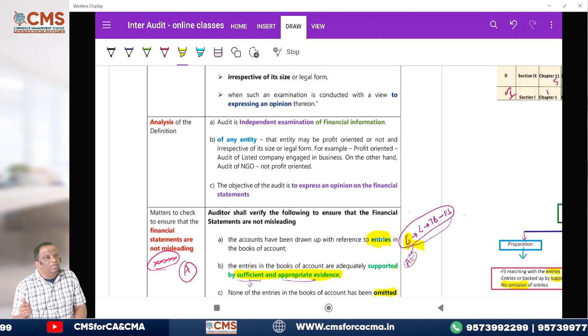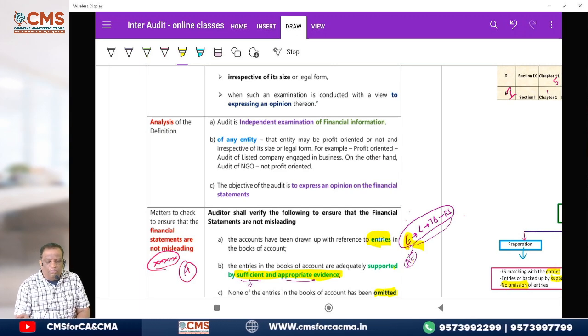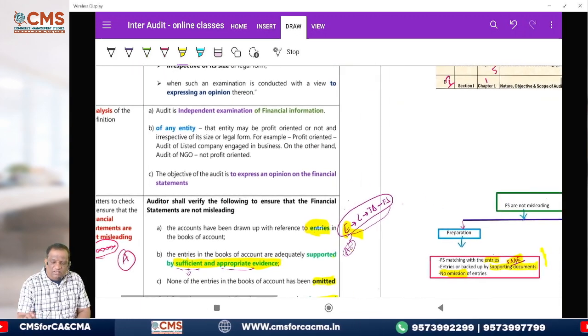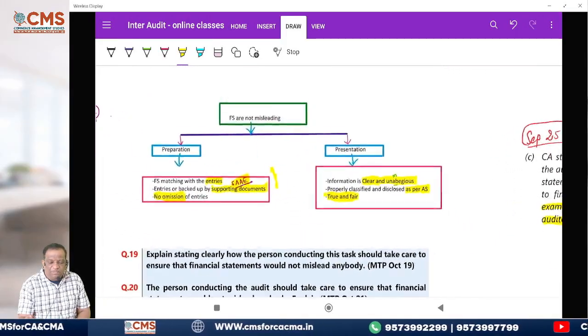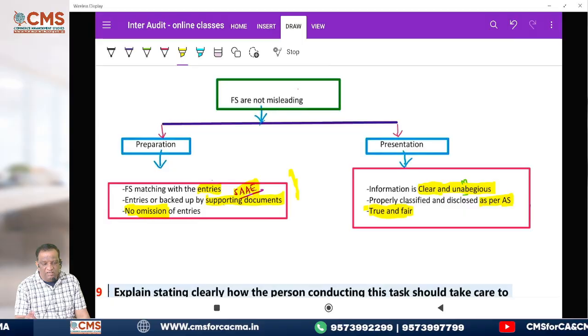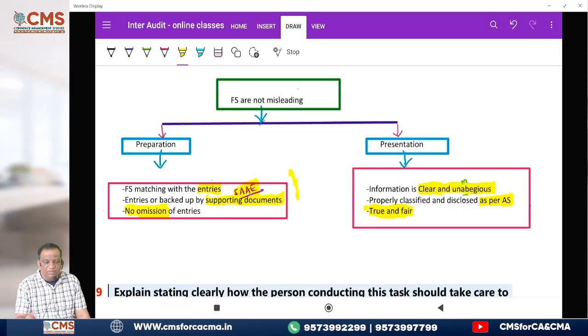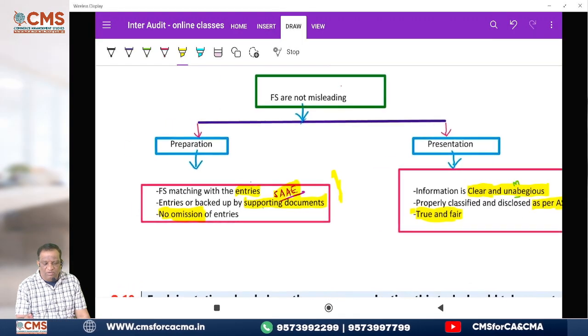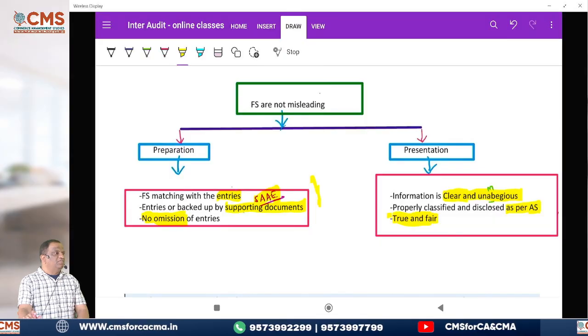And why am I doing this? I am doing it to express opinion on the financial statements. Then, as I said, the important point, what I need to verify to ensure that financials are not misleading. Now, this one, I want you to repeat because I've explained it. Now, we will try to learn it for the sake of examination.